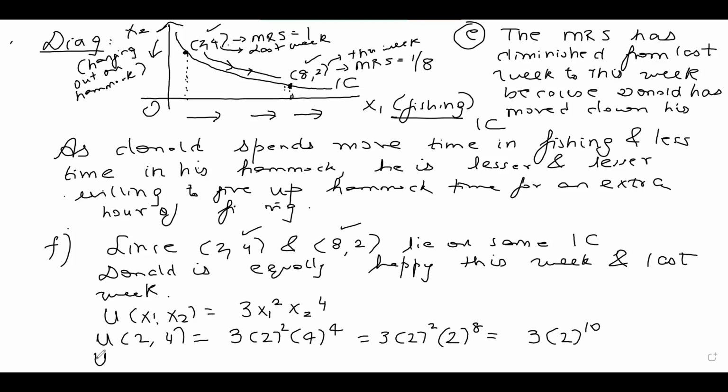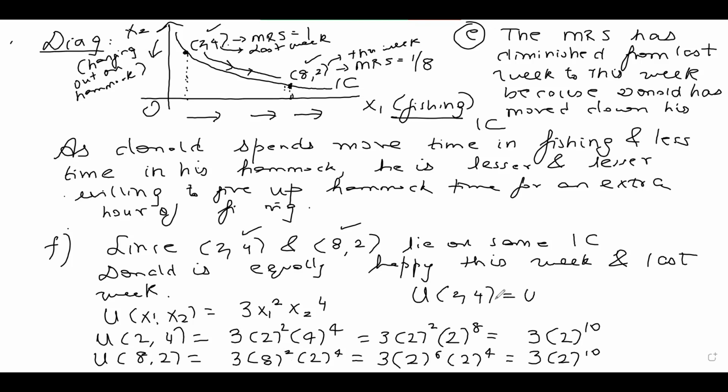Similarly my utility from (8,2) will be 3 times 8 squared times 2 to the power 4. 8 I can write as 2 cubed, and 2 cubed squared is 2 to the power 6, times 2 to the power 4. All power rules I'm using, which we have learned in the basic mathematical methods for economics course. This is again 3 times 2 to the power 10. So both are equal. Utility from (2,4) is exactly equal to utility from (8,2).